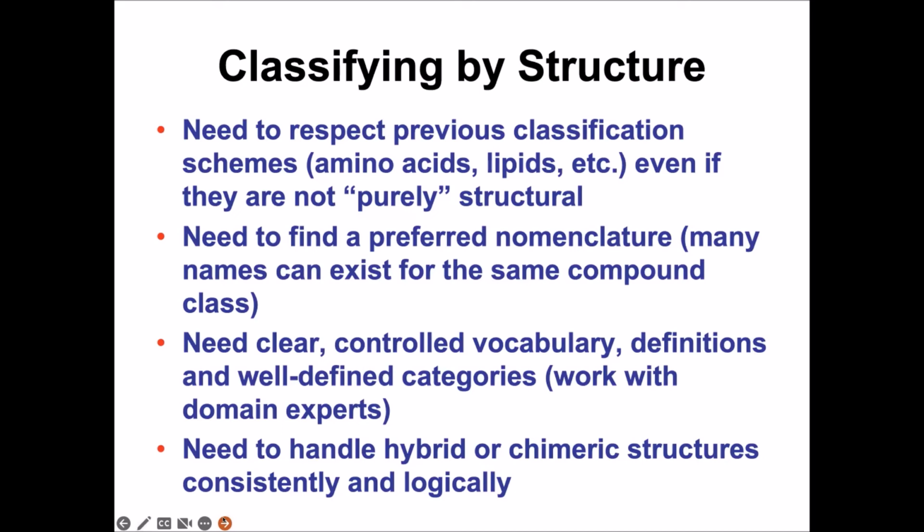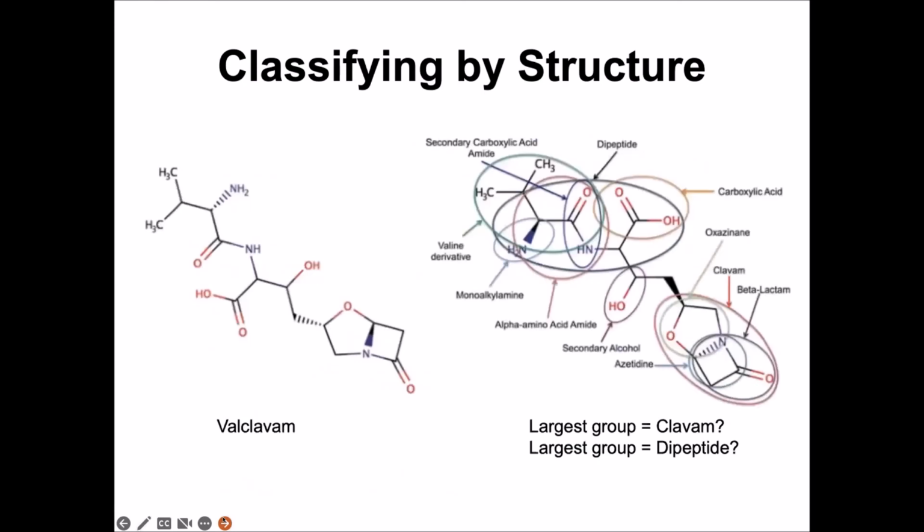And then we also had to realize that chemicals are often made up of components, some of which are chimeric or hybrid, and how to deal with that in some sort of consistent and logical manner. So this is an example of a complicated compound, valclavam, and essentially it's a beta-lactam or a lactam-like drug, but it's also a dipeptide. And within this particular structure, you can see all kinds of functional groups. You can see carboxylic acids, you can see alcohol or hydroxyl groups, you can see amines, you can see peptides or amino acids, and then you can see the beta-lactam or the clavam ring.